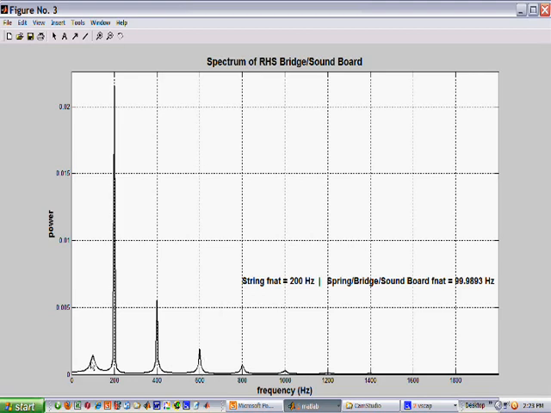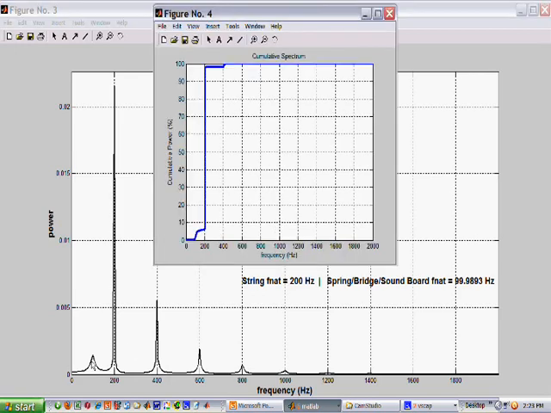Here's a contribution from the soundboard at its natural frequency of 100 Hertz. Here's the cumulative spectrum, and it shows that around 95% of the signal power is at 200 Hertz. There's about 5% at the soundboard natural frequency, and maybe 1 or 2% at the partial at 400 Hertz.